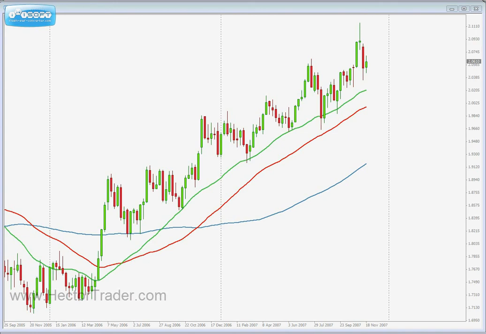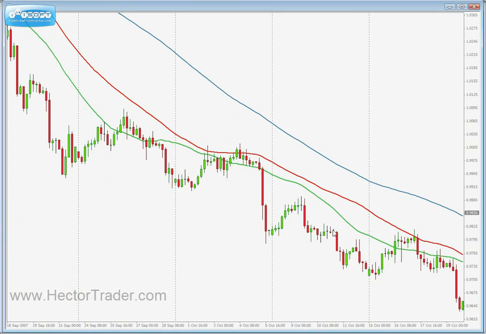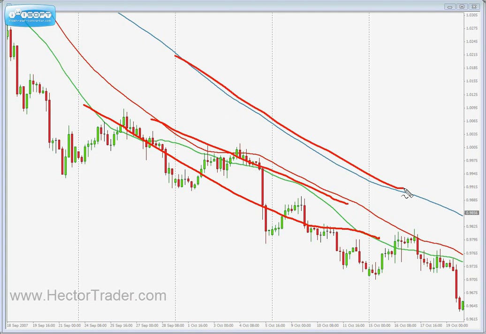Right, next, let me show you another example. In this case, the USD against the Canadian dollar. Okay, I'm going to make this very quick because it's basically the same thing. First of all, we analyze whether we are in a trending scenario or not. Yes, we are. All the moving averages are in the same direction.